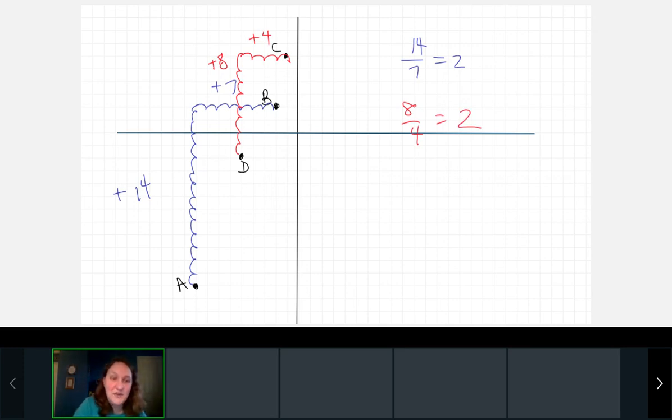It might help to actually graph these because when you connect these points, oops, that wasn't right. A connects to B and D connects to C. You'll even be able to see, oh, these clearly are not perpendicular. So that can at least rule out one of the answers.